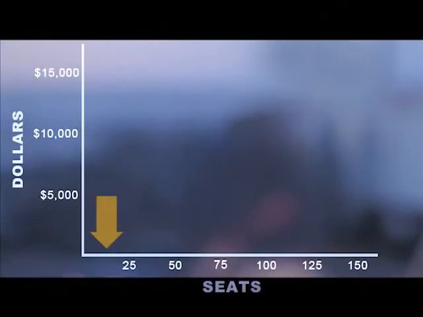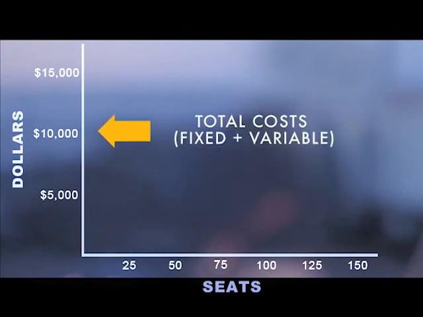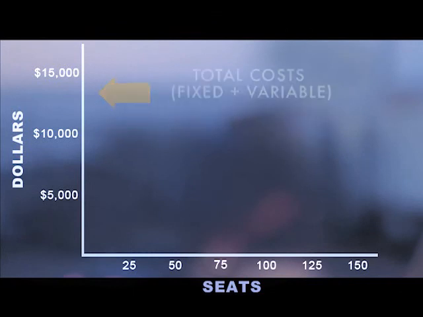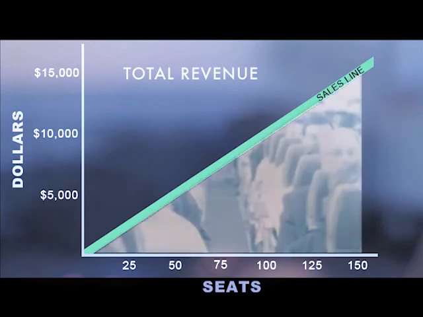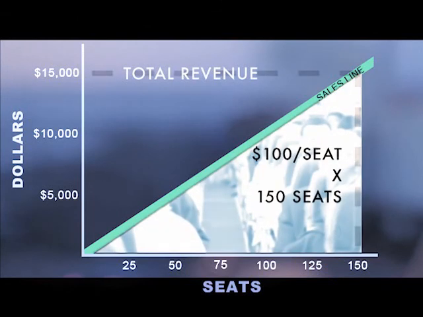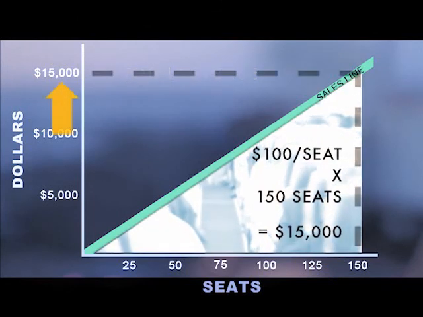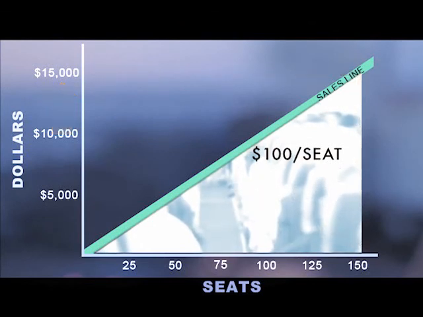Okay, looking at our graph, we've got our units of sales along the horizontal axis, which in this case is seats. The vertical axis is labeled dollars because we'll use it to record both total revenues and total costs, fixed plus variable. First, we'll plot our total sales line, starting at 0 and going up to max capacity. So, total revenue for a full plane would be $100 times 150 seats, or $15,000. The revenue line here is linear throughout, since all tickets cost the same.